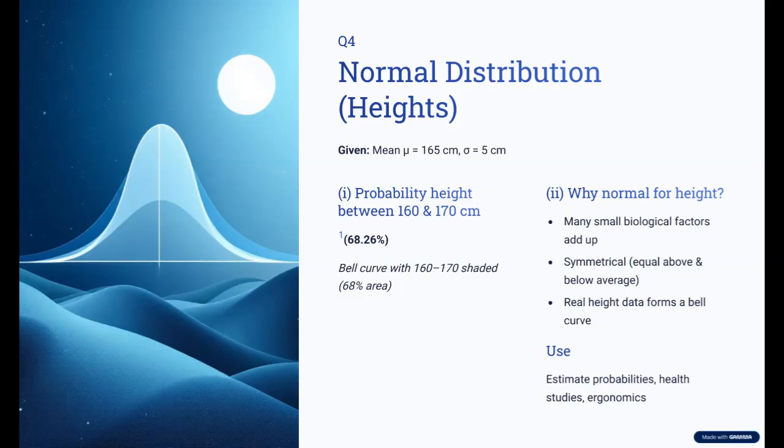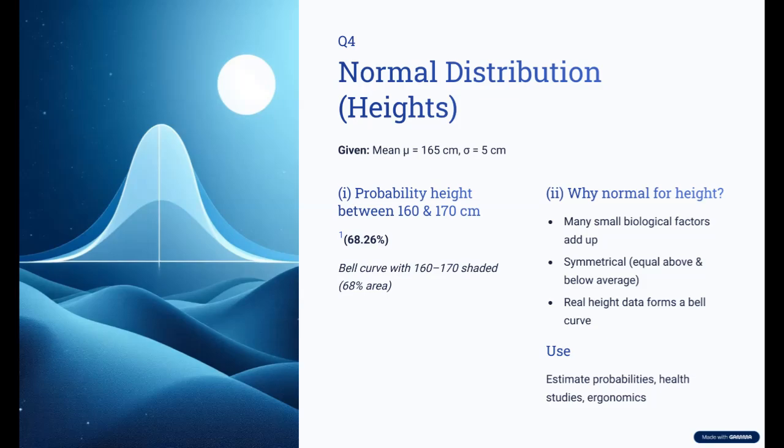Part 1. Probability that height is between 160 centimeters and 170 centimeters. We need to find P(160 < X < 170). The Z-score tells us how many standard deviations a value is from the mean. As per the formula, calculate Z. Now we use the standard normal table, the Z-table.